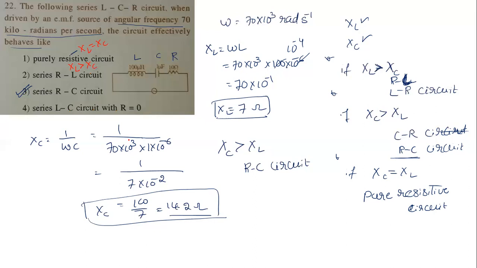As per the given data here, there is no option like that. The series LC circuit with resistance 0 is not possible because there is a resistance of 10 ohm. We cannot remove the resistance from the circuit. So question number 22 is clear now. Can we move on to the next question?